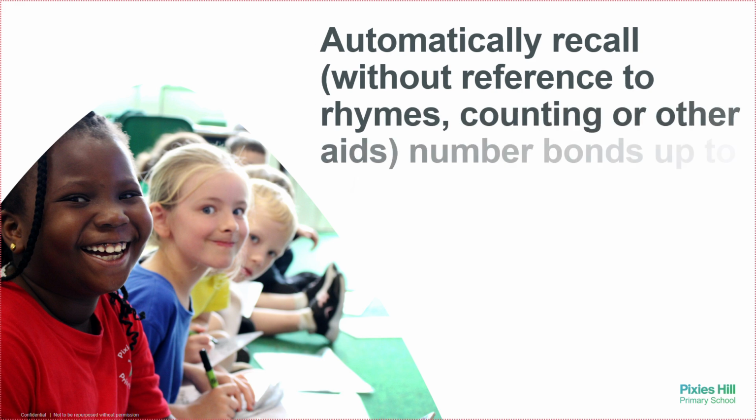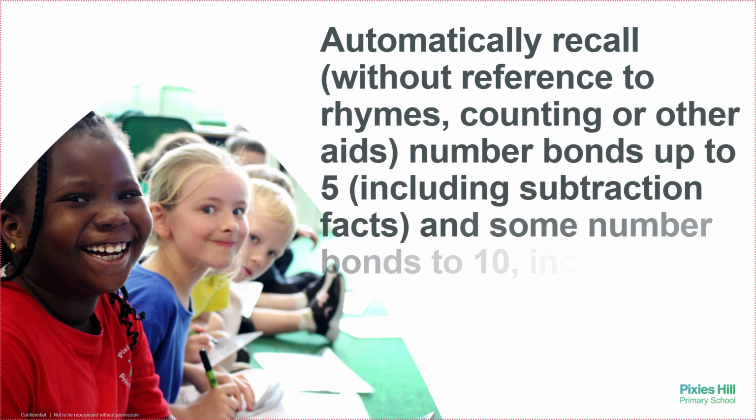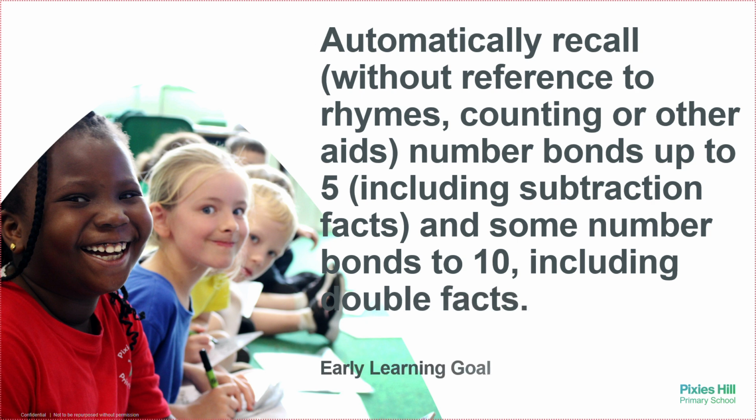At the end of reception, the children are assessed against the early learning goals. There is a maths early learning goal that states children should be able to automatically recall, without reference to rhymes, counting or other aids, number bonds up to 5, including the subtraction facts, and some number bonds to 10, including double facts. So for example, 2 add 2, 3 add 3.